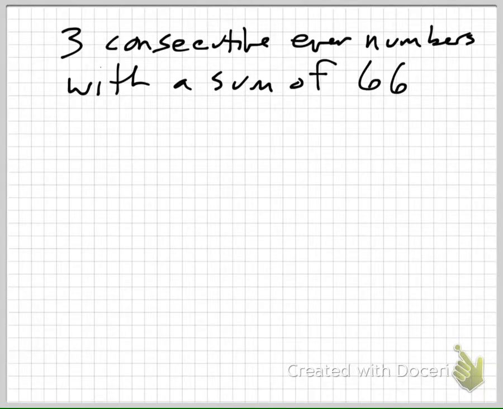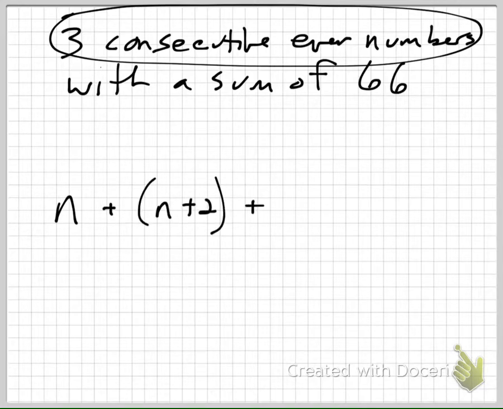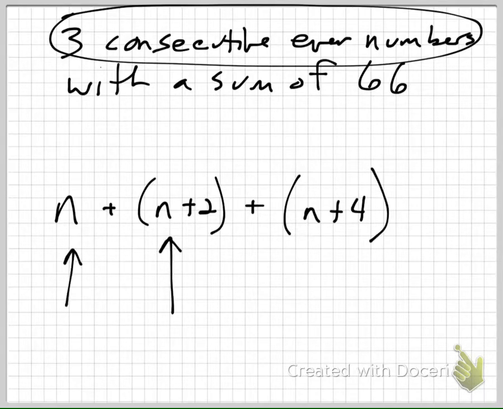How would you do an even number? If two consecutive integers is n plus 1, how would you do even numbers? n plus 2. So here's the deal. Three consecutive even numbers. The first number would just be n, right? Then n plus 2, plus n plus 4. Here's the first number. There's the next even number. And there's the next even number. Does that make sense? Equals.